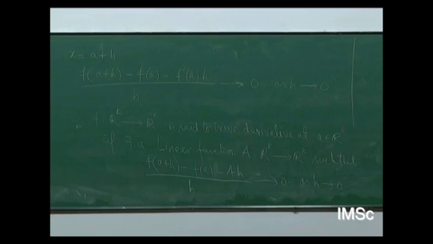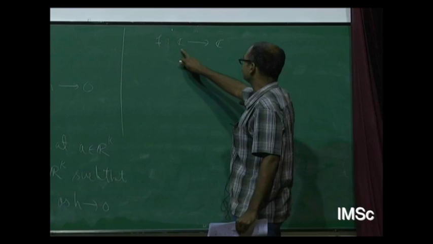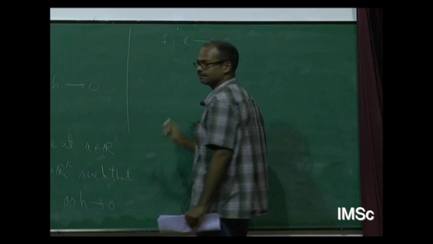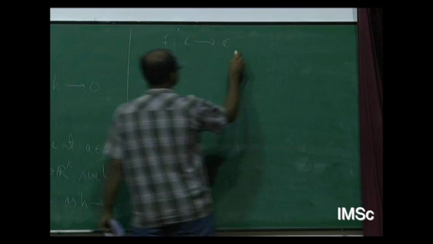Similarly, we define derivative for complex functions, because just as a vector space, the set of complex numbers is a vector space. So this is just R2 as a vector space. In that case also we can define it similarly. Then this is just the k equal to 2 case of this.